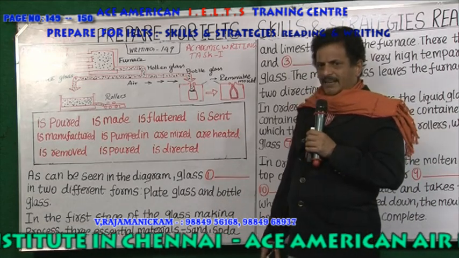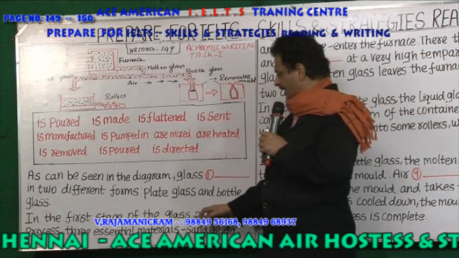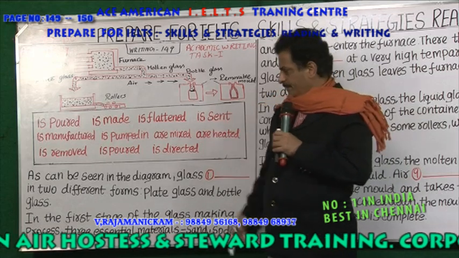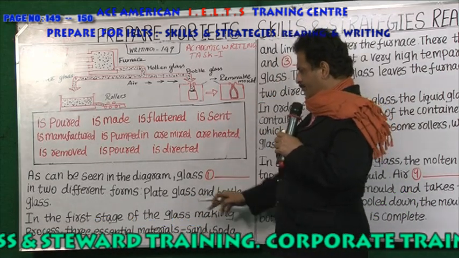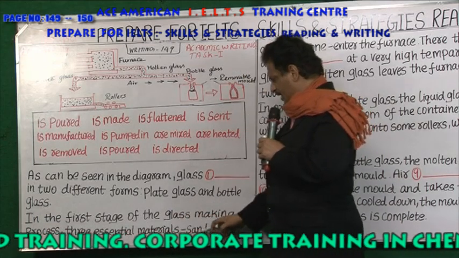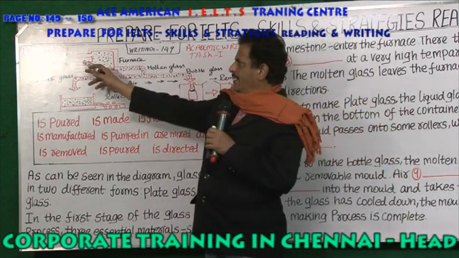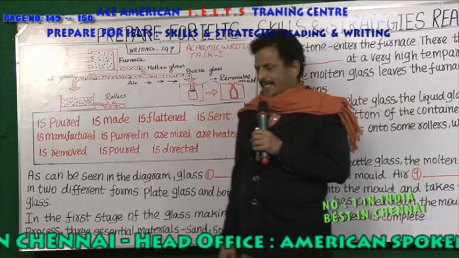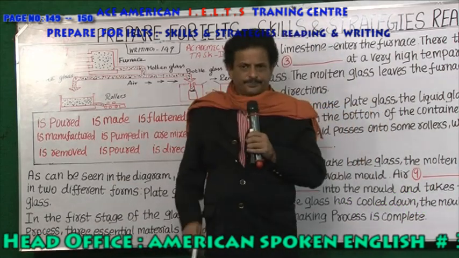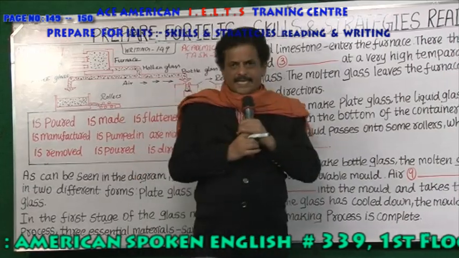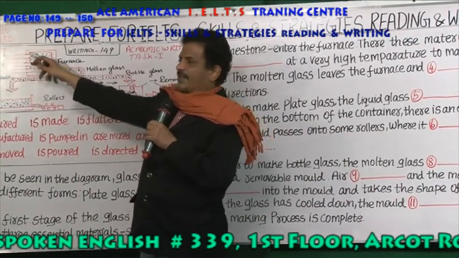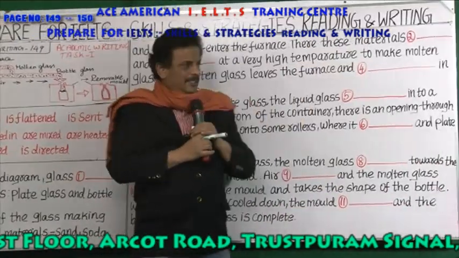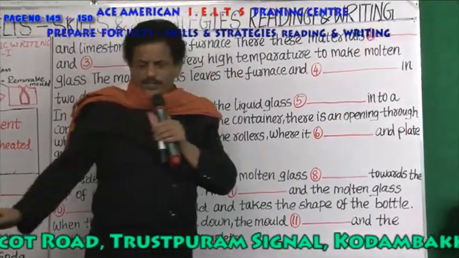Then coming to the second paragraph, he says, in the first stage of the glass, this is the first stage, sir. Starting stage, he is starting with the stages. In the first stage of the glass making process, three essential materials. What are the three essential materials? Sand is added. Soda is added. Limestone is added, which enter the furnace. Furnace means something is burning. These three materials. So, in this, what is the word you may select here?